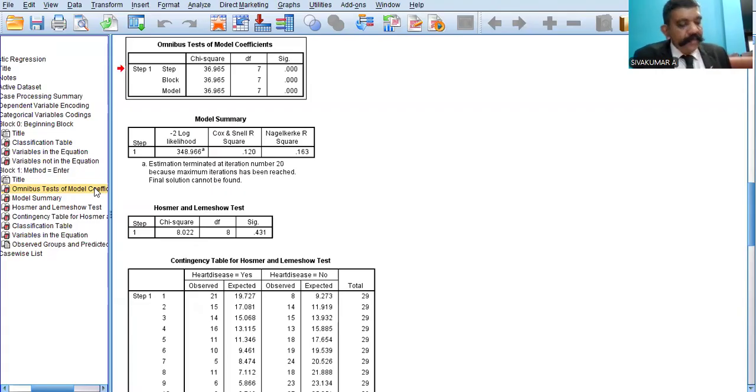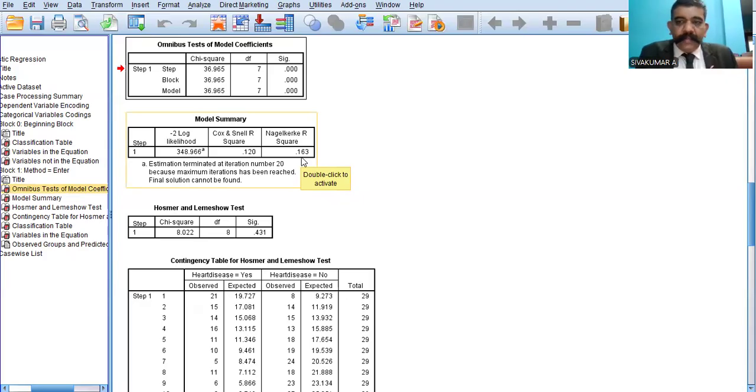Model summary, please type model summary. Here you can see it is another type of regression. Then you can see the R-square value. There are two types of R-square value. One is Cox and Snell R-square. Next, another type of R-square value. You have to type the R-square value.